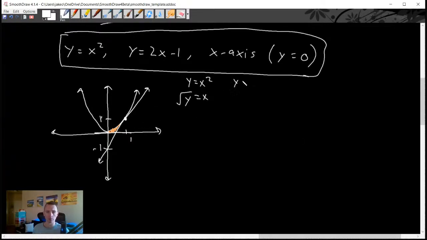Okay. Then this function here, y equals 2x minus 1, we're going to, again, solve for x. So we're going to add 1 to the other side. y plus 1 equals 2x. Divide both sides by 2. x equals 1/2 y plus 1/2. So now you want to think of this linear function as 1/2 y plus 1/2, and think of this parabola as the square root of y instead of what we had up here.